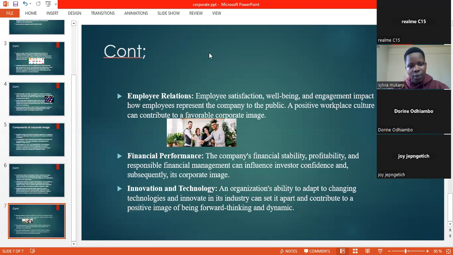Okay, madam. In today's lesson, I've learned about the components of corporate image, where we have the brand identity, which is visual representation of a company, which includes logos. I've also learned another component, which is employee relations. It's something to do with satisfaction and well-being and engagement of employees. Thank you, Doreen.